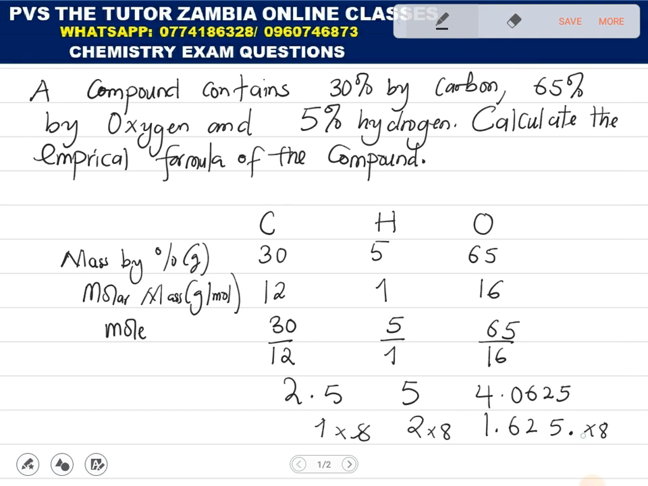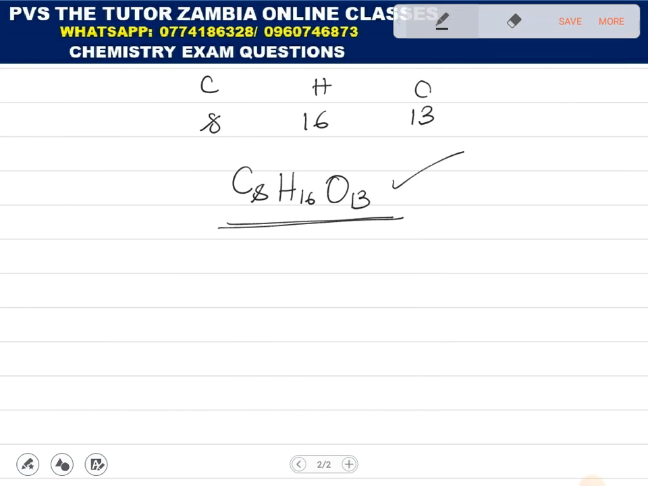Like I said, you do this if you're having a decimal number. In most cases in the exam, they're going to give you numbers which can easily give you all whole numbers here, and you're going to get them directly. So that is the empirical formula, and I hope you enjoyed the video.